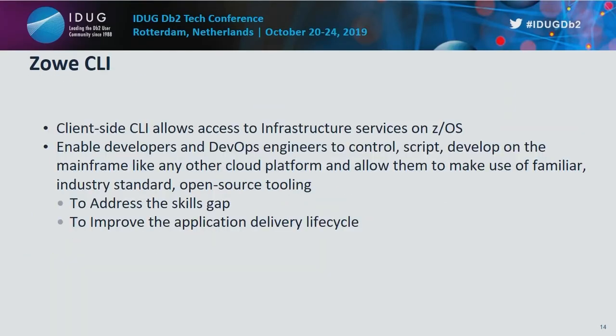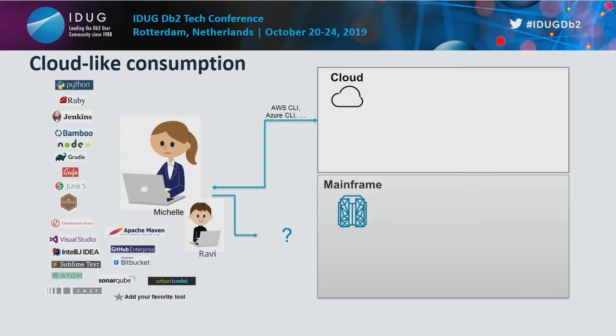So going back to the presentation. Now the CLI part. So now imagine that you have the Zowe ecosystem full of APIs, infrastructure APIs, and you just need another way to consume the content which is running through Zowe. And so for that, there is a client-side CLI that allows access to infrastructure services on z/OS. It enables developers and DevOps engineers to control, script, and develop on the mainframe. It shares the same vision, which is to address the skills gap and to improve the delivery lifecycle.